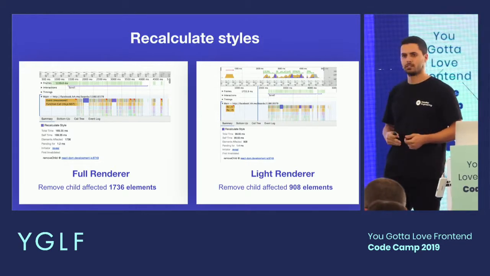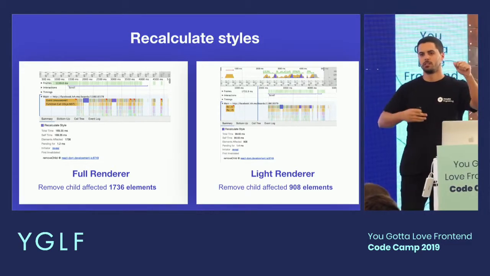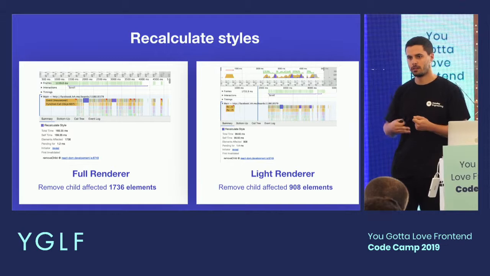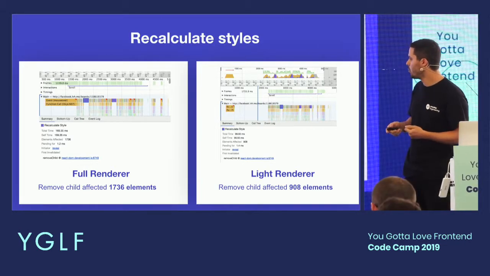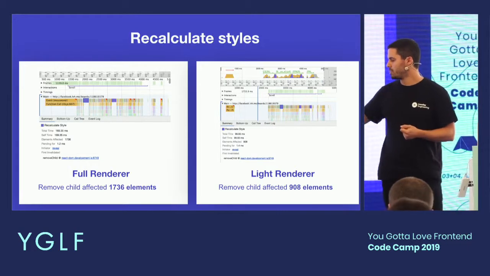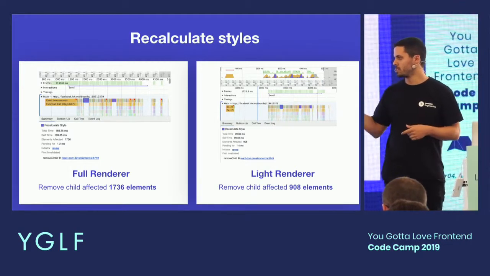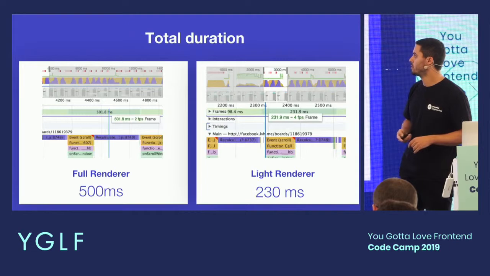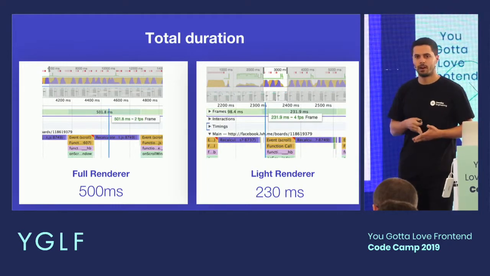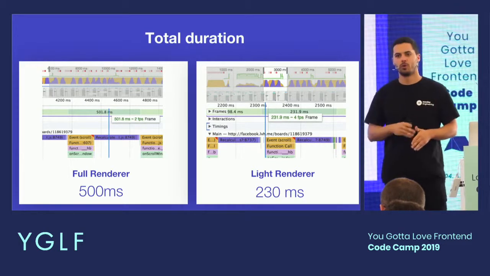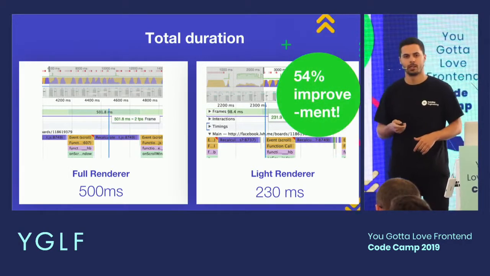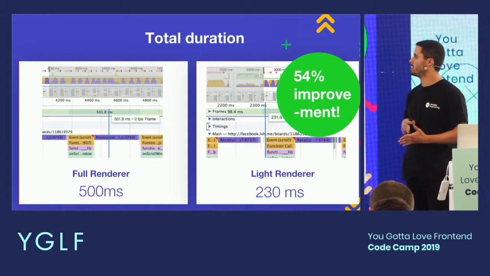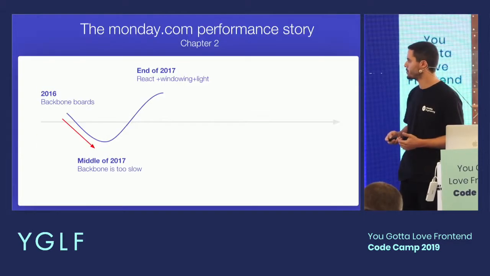In terms of recalculating styles, when you remove the first element in a list, we have the entire CSS rules in our browser, and they need to be applied to all the elements in this list. What happened in this case? We needed to apply the CSS rules to 1,700 elements for the full renderer, and only 900 elements in the light renderer, which is also a great improvement. Overall, the full render took us 500 milliseconds, and the light render took only 230 milliseconds, which is a 54% improvement. It was great, and we felt it was an amazing improvement while scrolling the list.